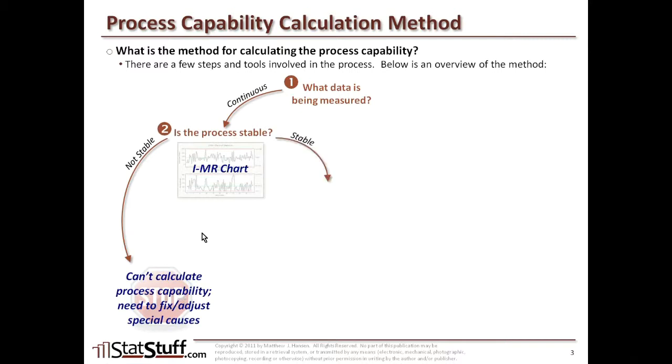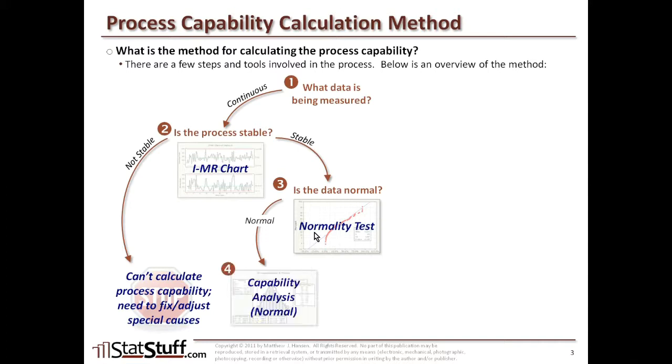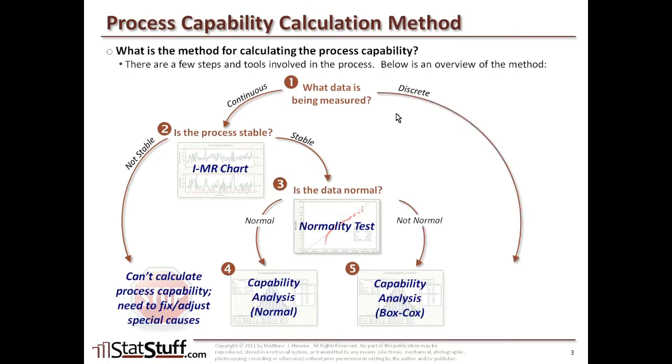So if we do find, though, that the data is stable after all, then the third question we would ask ourselves is, is the data normal? And we would use something like a normality test to help figure that out. Well, if the data is normal, then we find ourselves using a capability analysis that's for normal data. And if we find that the data is not normal, then instead we would use capability analysis for non-normal data, like using a Box-Cox transformation. And if we go back to the first question, if we find that the data that we're measuring is actually discrete data after all, then instead we can just run a capability analysis. That's like for binomial type of data.